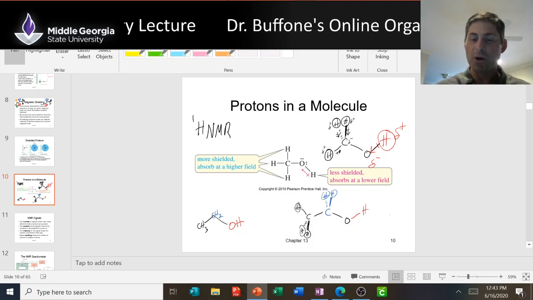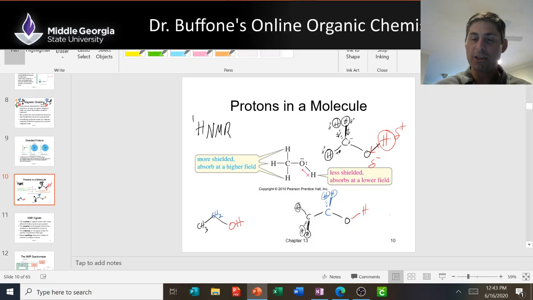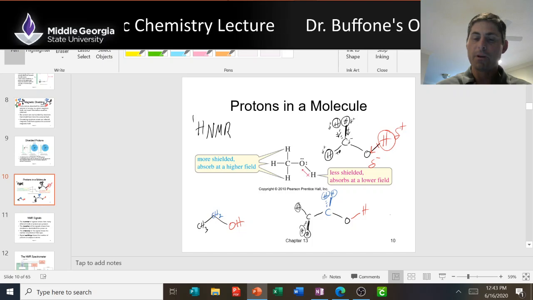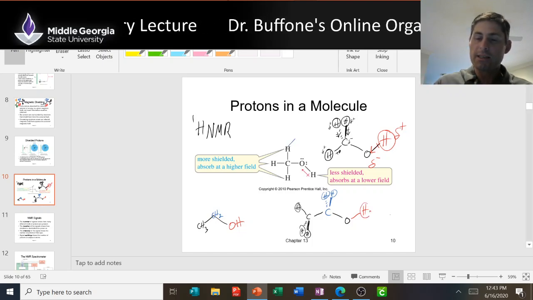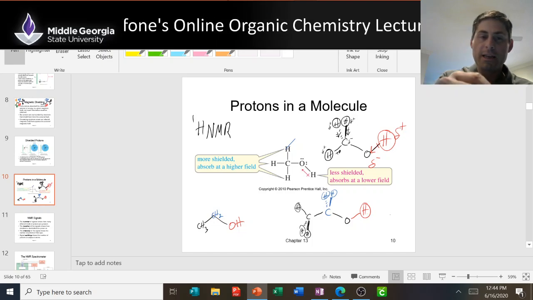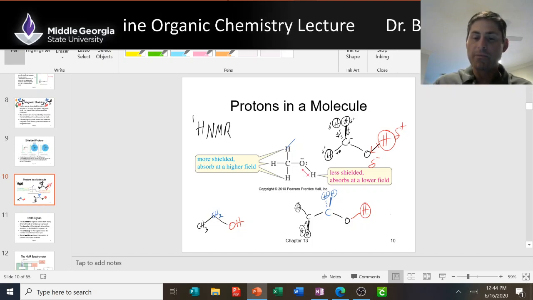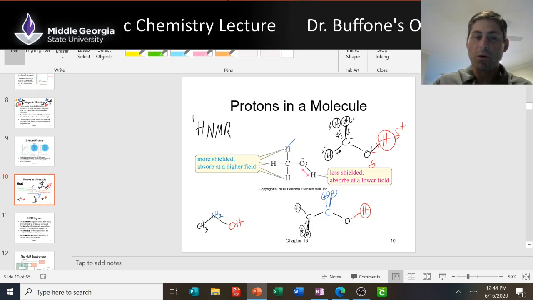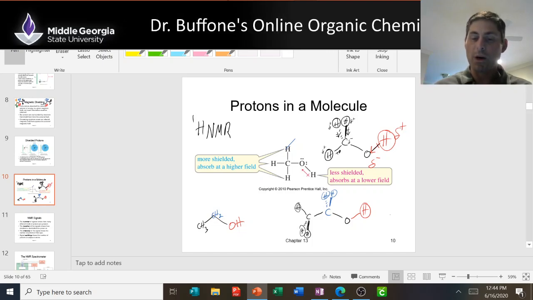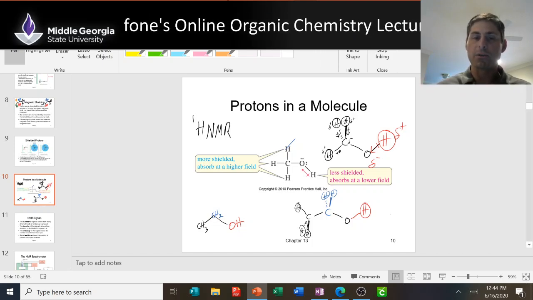And then we have this proton, which would be less shielded, or de-shielded, compared to the ones in blue and the ones in black. So we would have a signal for this proton, which would show up in a different location than the signal for these two. And the signal for these two would show up in a different location than the signal for these three. So we would get 1, 2, 3 different signals.